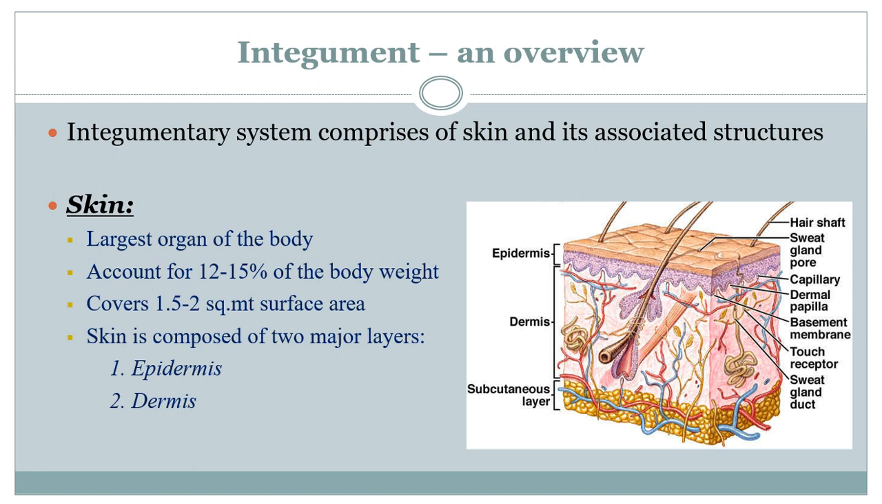Integumentary system comprises of skin and its associated structures. Skin is the largest organ of the body, accounting for 12 to 15% of the body weight and covers 1.5 to 2 square meter of surface area. It is composed of two major layers, that is epidermis and dermis.